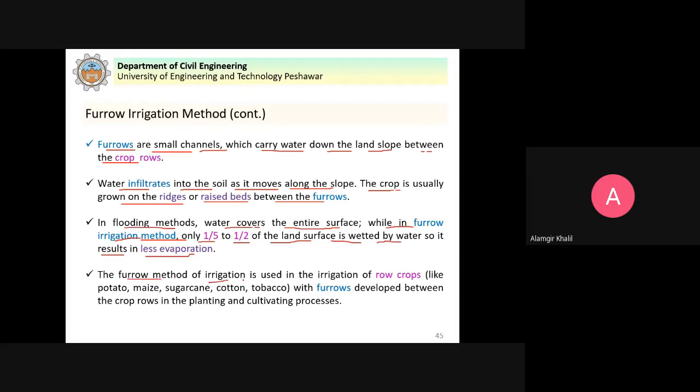The furrow method of irrigation is used in irrigation of row crops like potato, maize, sugarcane, cotton, tobacco, with furrows developed between the crop rows in the planting and cultivating processes. So this furrow method is used for row crops, those crops which are sown in rows, like potato, maize, sugarcane, cotton, tobacco.